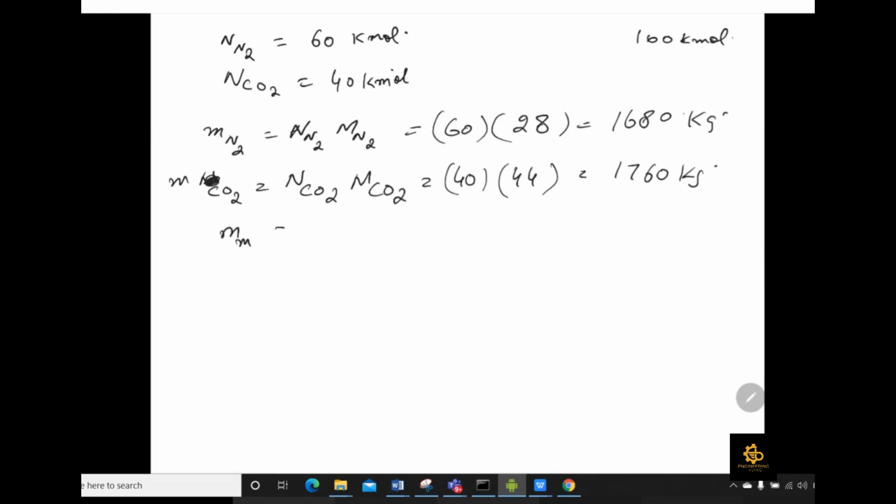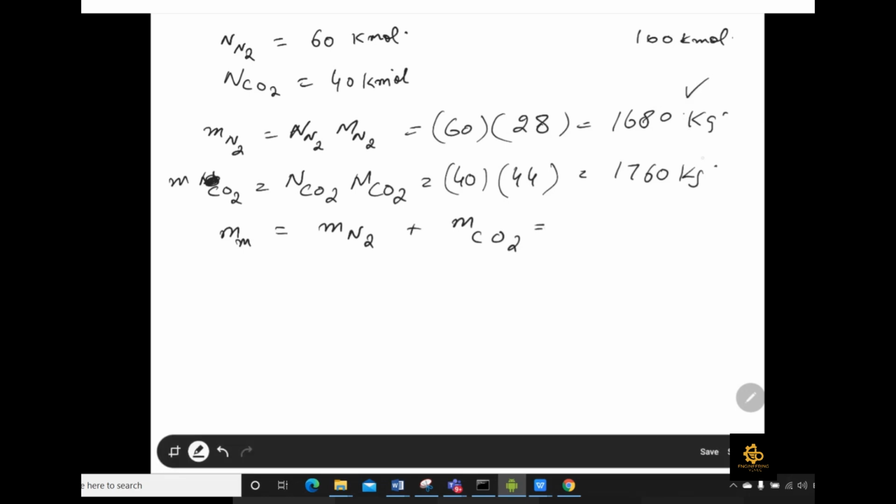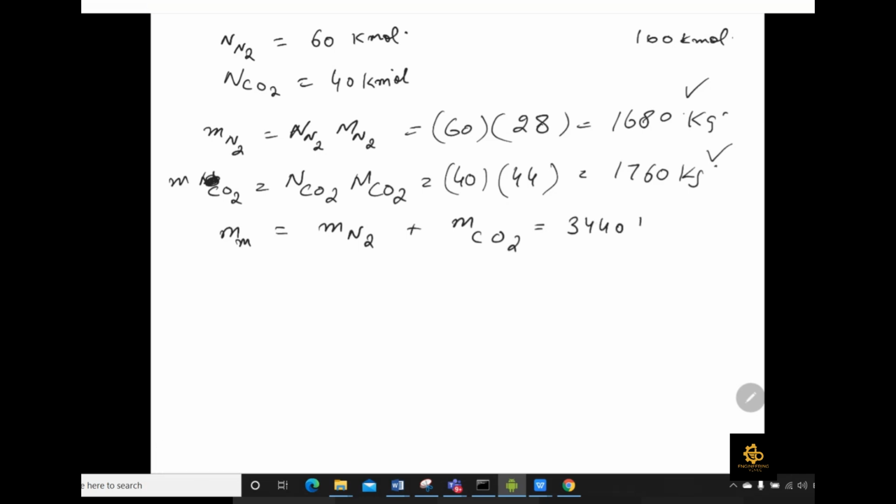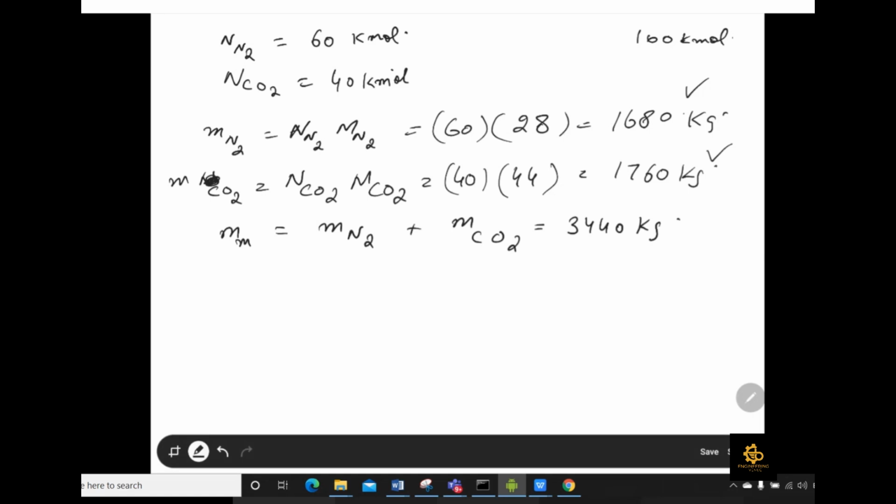From here we can easily find the mass of the mixture as well. The mass of the mixture is basically the addition of two terms: the mass of the individual component N2 and the mass of the individual component CO2. If we add these two, 1680 and 1760, we will get the total mass, which is equal to 3440 kg. Now we have the mass of the mixture and the mass of the individual components as well.